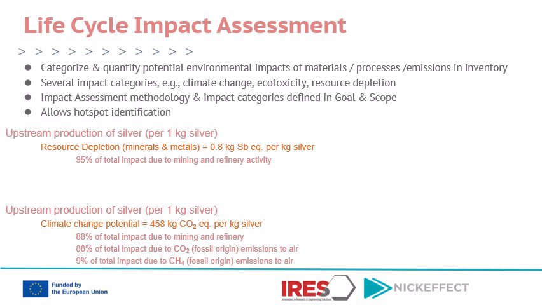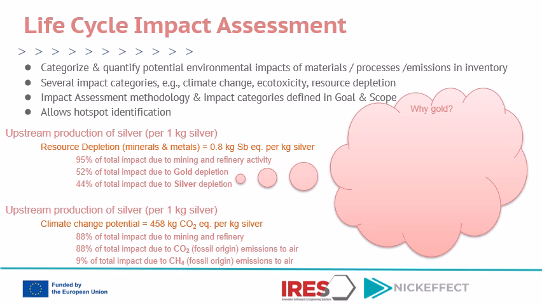If we look into more detail, if we want to identify hotspots within the resource depletion potential of silver production, the majority of the impact, so 95%, is due to the mining and refinery of silver. More specifically, if we want to look at the elementary flows that are responsible for these impacts, then we see that 52% of them are due to gold depletion from the environment and 44% are due to silver depletion. So this actually brings up a good question, and that is, why do we encounter gold as an element being depleted during the production of silver?